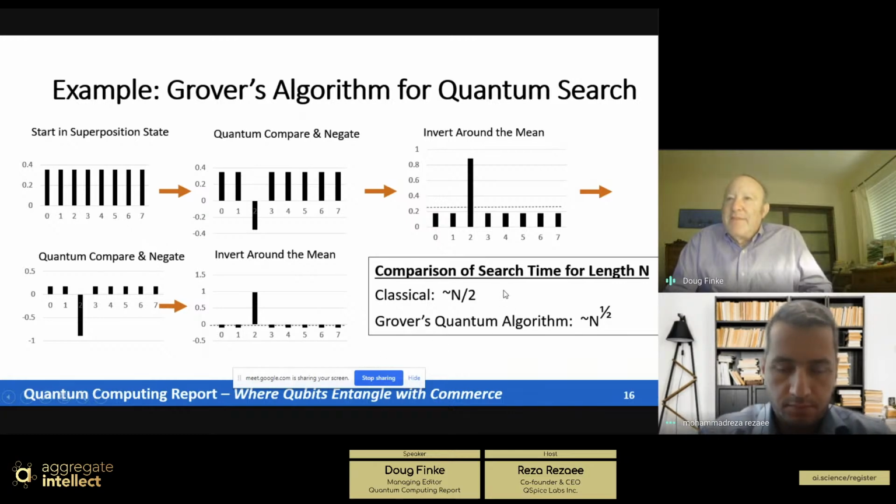And again, the typical search time is about n over 2, where n is the number of items in the list. But it's a square root of that if you do it quantumly.